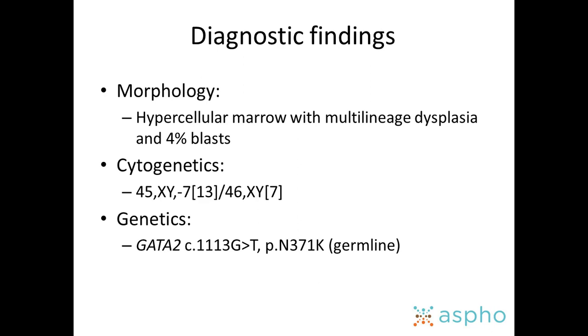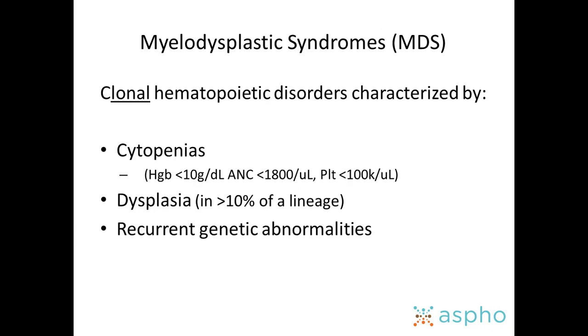On the cytogenetics, he had a monosomy 7. And this being a teenage boy and he having monosomy 7, we checked whether or not he had a GATA2 mutation. In fact, he has a germline GATA2 mutation. About 25% of teenagers that present with monosomy 7 will turn out to have germline GATA2 mutations. And this patient, in retrospect, has the classic findings of the MonoMAC syndrome in that he has chronic herpes virus infection, an atypical mycobacterial infection, and now myelodysplastic syndrome.